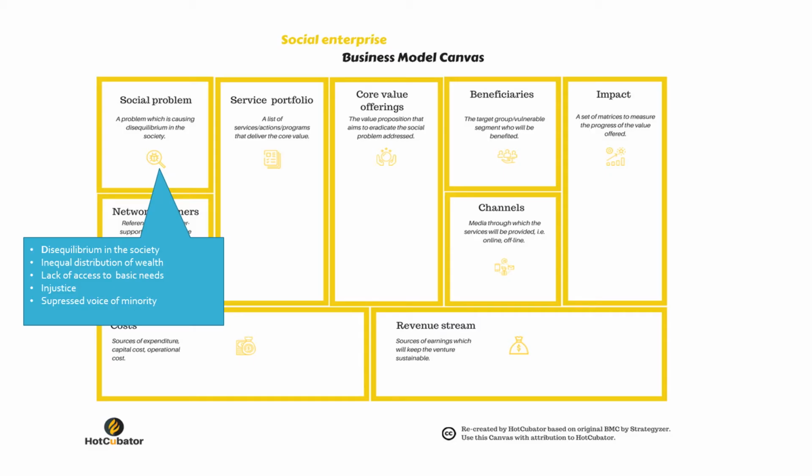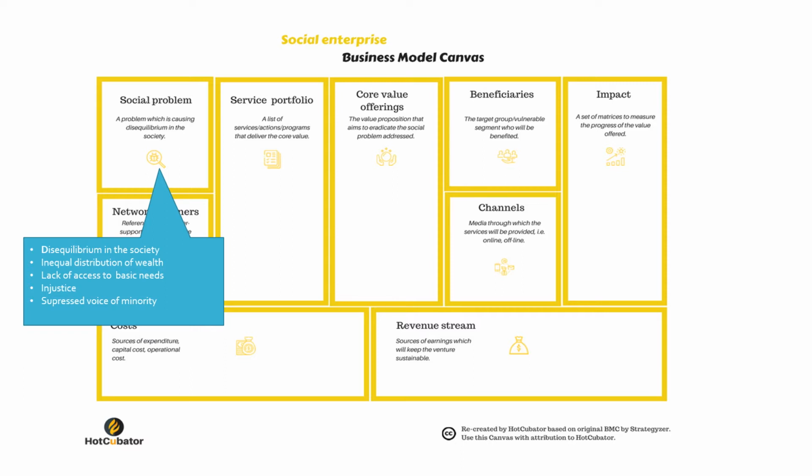Explaining the social enterprise business model canvas and its various components, there's actually no specific starting point, but ideally it's always better to start from the social problem because that's where the social innovation idea should begin. So what is a social problem? See, a social problem is anything that is causing a disequilibrium in the society.